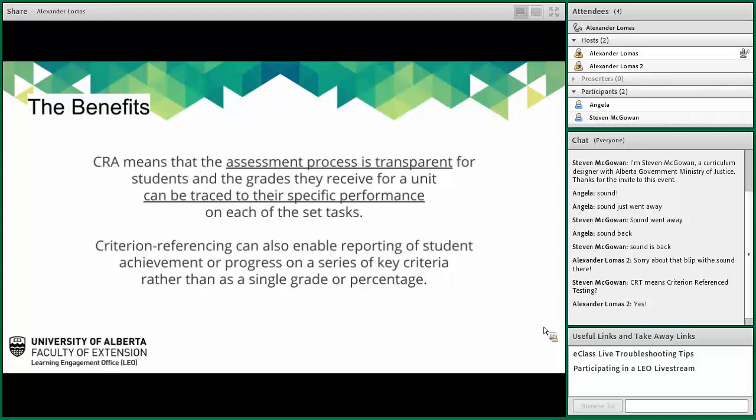So fundamentally, there are some benefits with CRA. The assessment process is transparent, and they receive grades that can be traced to their specific performance.